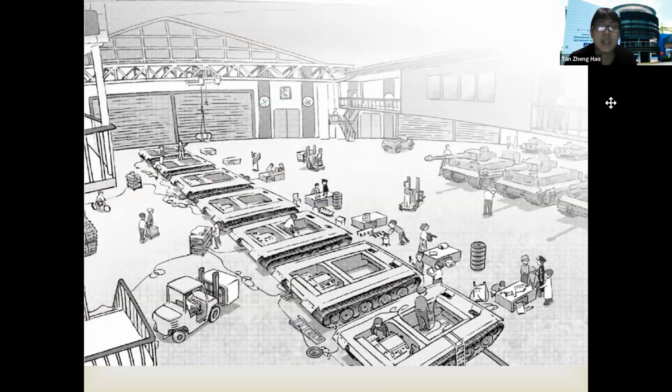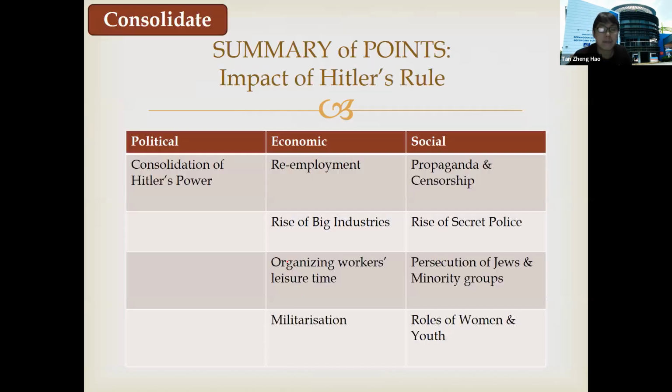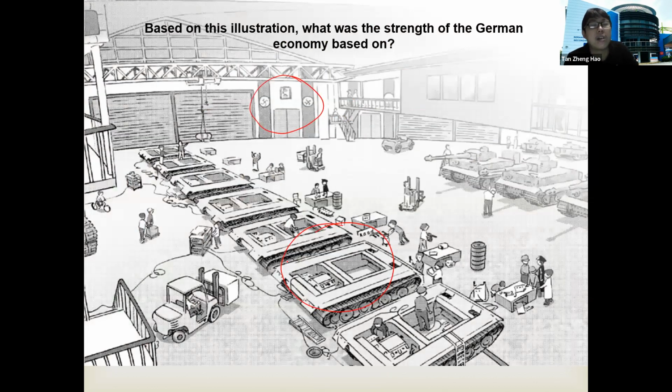All right, so some cartoons. This is probably an armament factory. You can see the swastika banner behind. It's indicating that this is in Germany. You can see what looks like tanks being built. So the German economy was a lot based on building all this military industry.